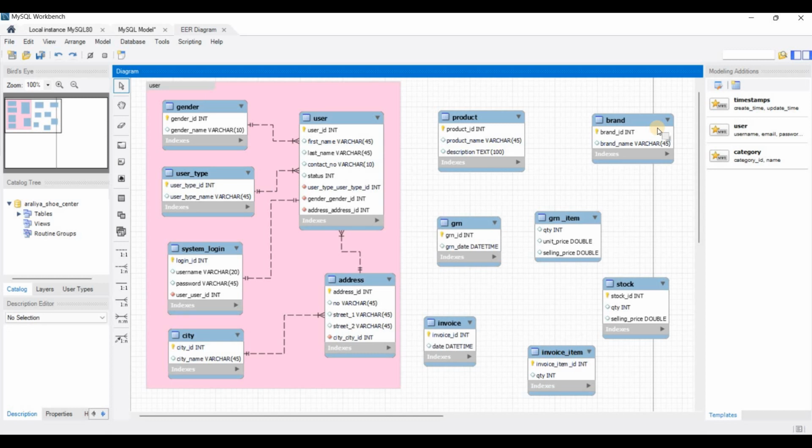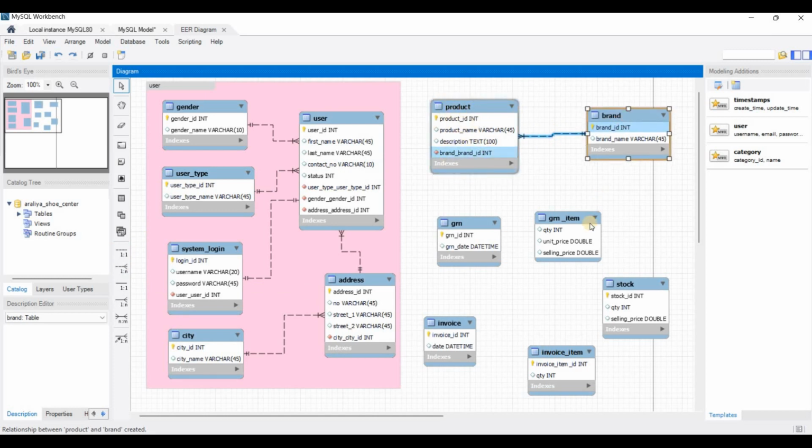When we get some particular product, it has only one brand that is producing it. So the relationship between those two tables is a one-to-many relationship. So here's the symbol, here's the many side and here's the one side. You can see brand ID has been a foreign key in the product table.